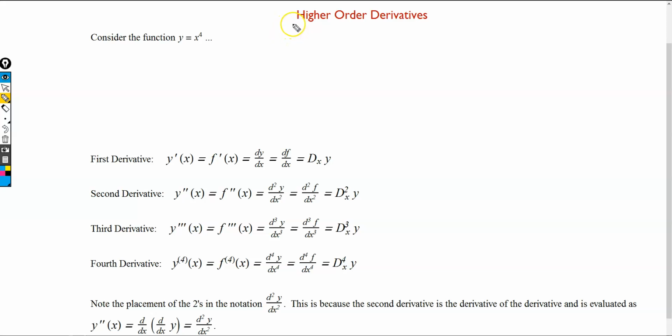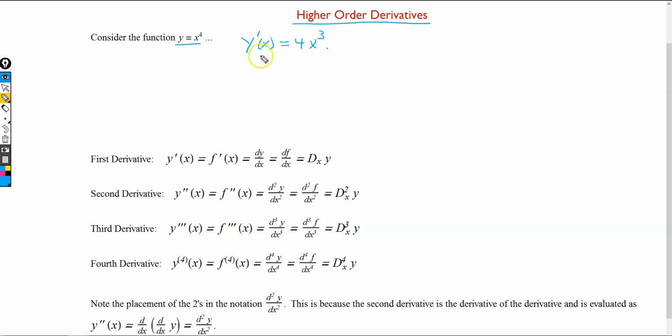We're now going to take a look at higher order derivatives. Let's start by considering a simple function like y equals x to the fourth. Now this is a differentiable function, so we could find its derivative and it would just be y prime of x equals 4x cubed, just by the power rule.